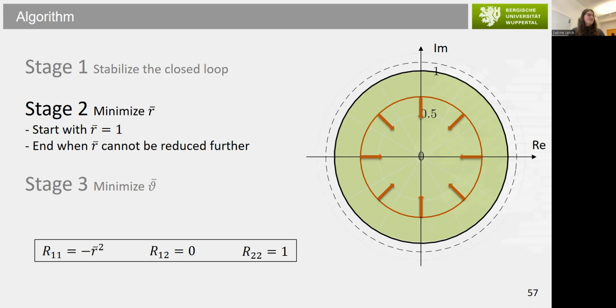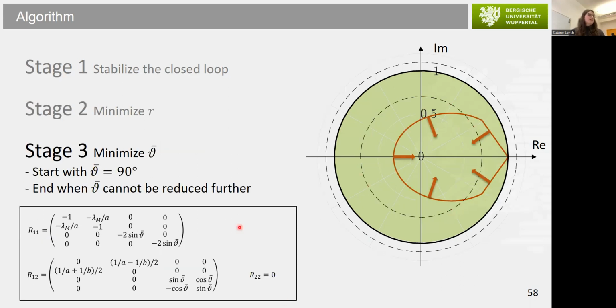And then in stage 3, we will use the parameter setting of the angle ellipse. And therefore, we start with a damping angle of 90 degrees. So means we have no damping at all. And we end when the upper bound of theta cannot be reduced further. And then we have the maximum damping.